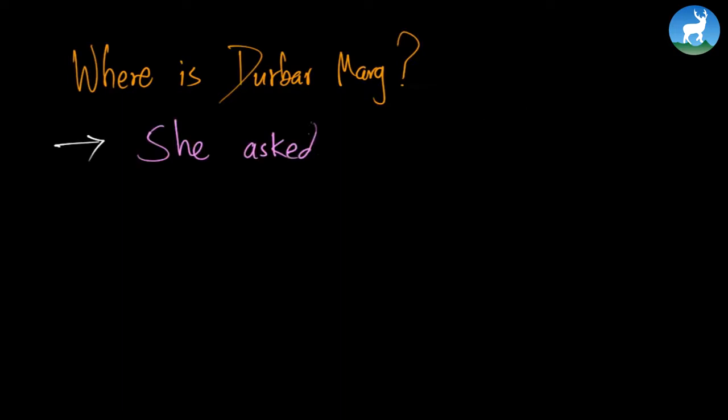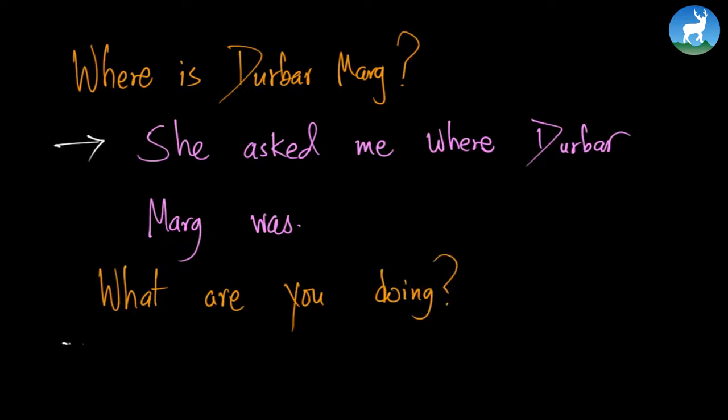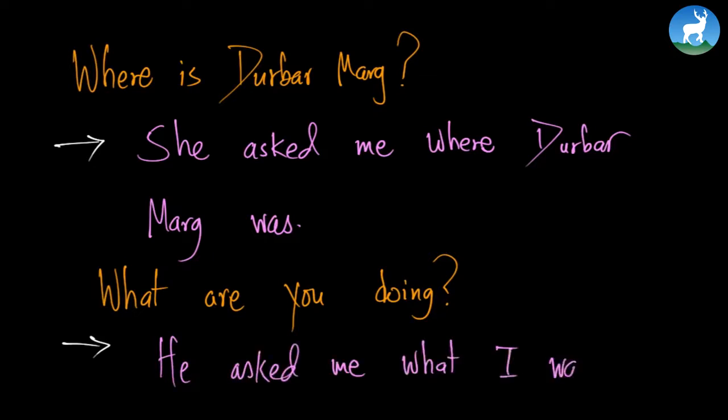Where is Darbar Marg? Now, the reported speech to this would be, she asked me where Darbar Marg was. Let me write another example. What are you doing? Now, assuming the speaker to be a male, a man, I am writing he. He asked me what I was doing. Pretty easy, right? Now, let's see the changes.